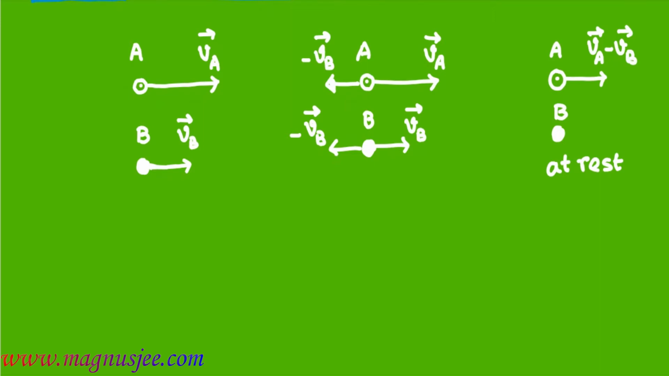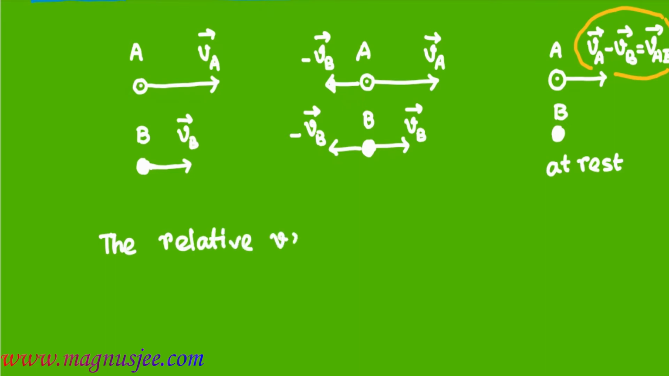That means the body A will appear to move with a relative velocity vector VAB, which is equal to vector VA minus vector VB, provided the second body is at rest. The body A will appear to move with a velocity vector VAB, provided the body B was apparently at rest, though it was moving with a velocity vector VB.